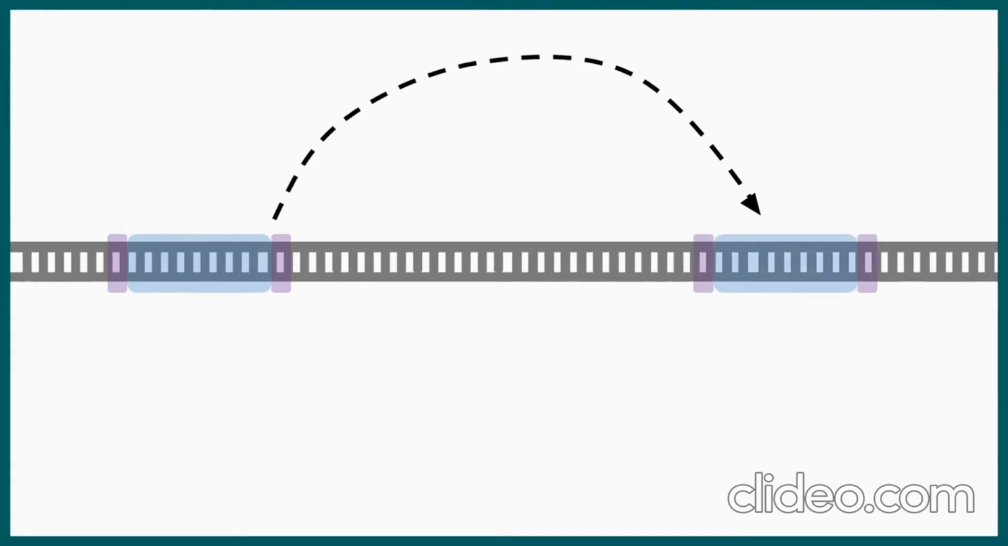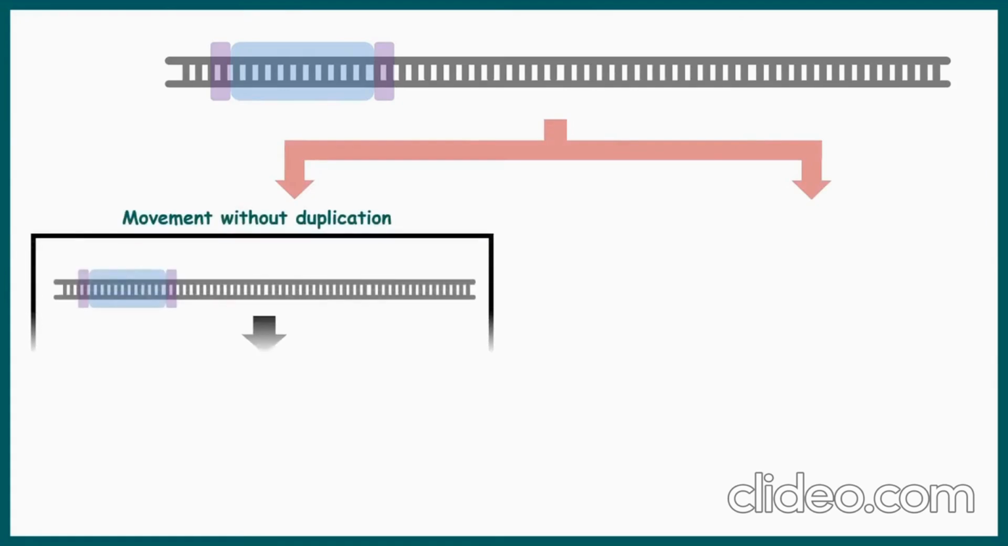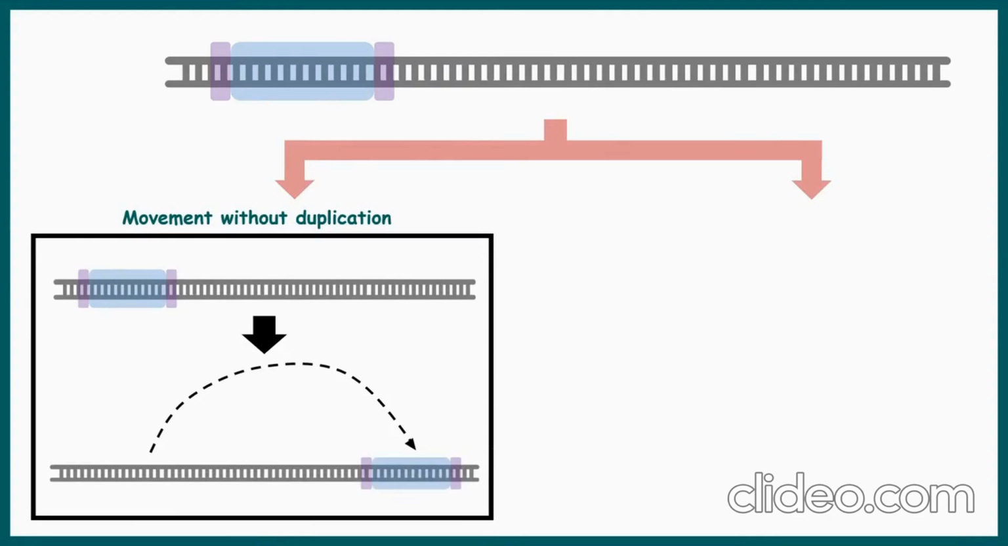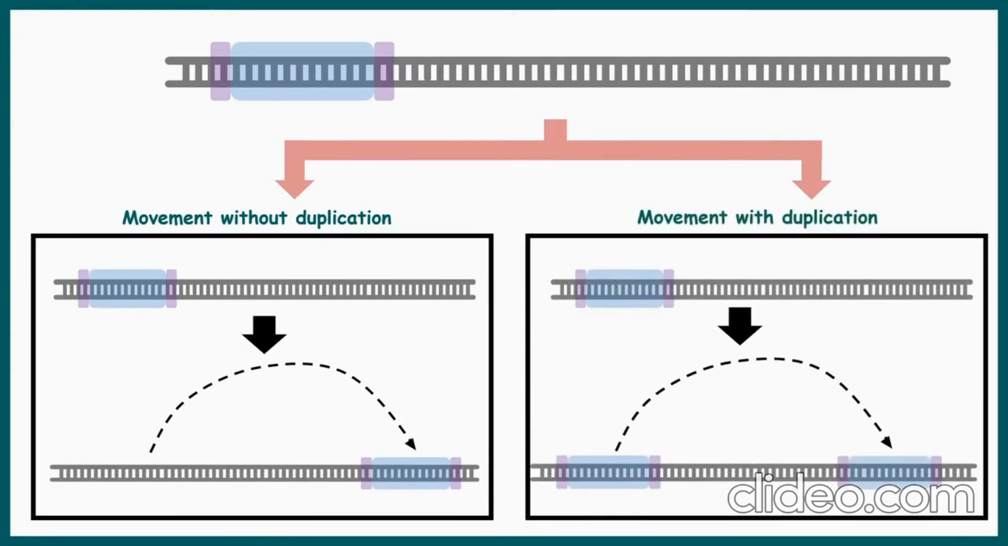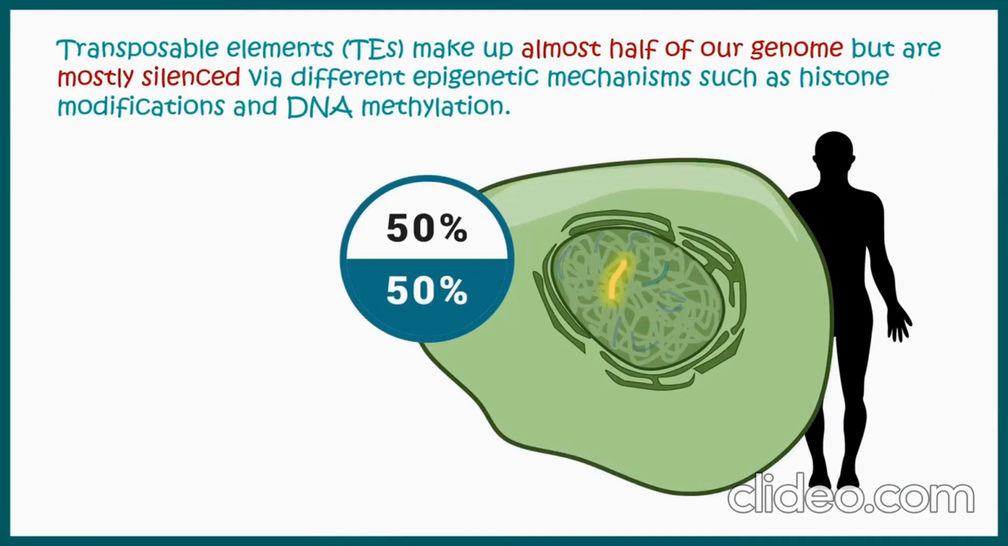So, we can understand that there are two modes of transposition. First is without duplication and second is with duplication. You can imagine these to be a cut and paste and a copy and paste mechanism. I know you can relate to that. An interesting fact is that transposable elements compose 50% of our genome, but they are generally epigenetically silent.